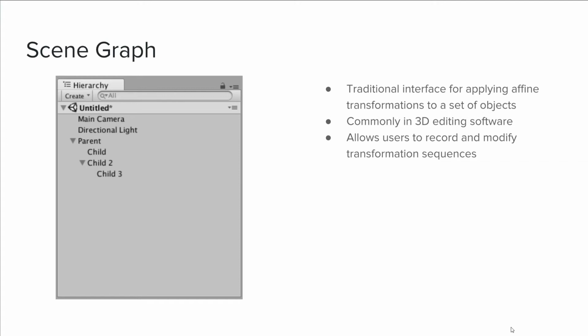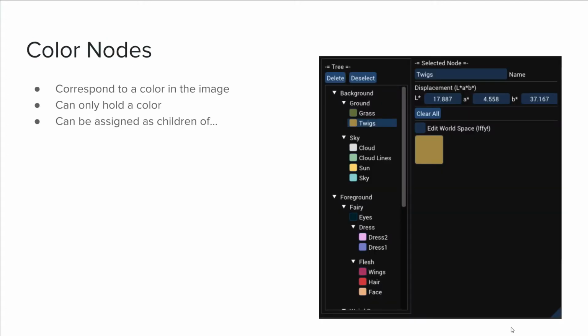The scene graph has two types of nodes. The first type is color nodes. Color nodes correspond to a color in the image. The only thing they can hold is a color or a displacement from a starting color. Color nodes can be assigned to be the children of transform nodes.